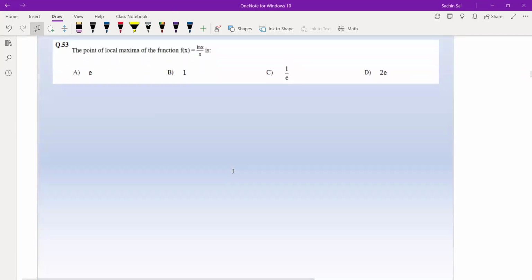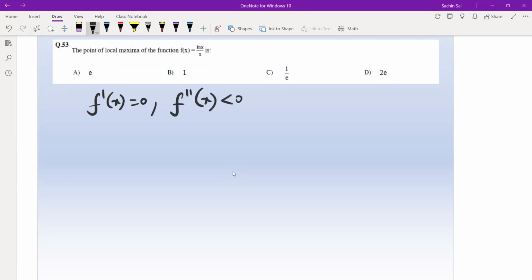Question 52, the point of local maxima of the function. So another simple question here. You just have to figure out where the first derivative is 0 and you have to check whether the second derivative is negative at that point, right? That is the condition. These are the conditions for a function to have a local maximum, right?